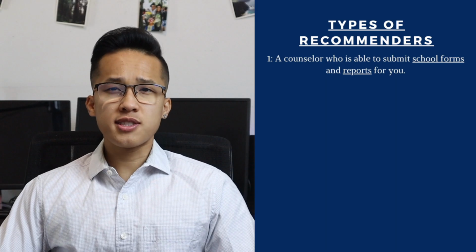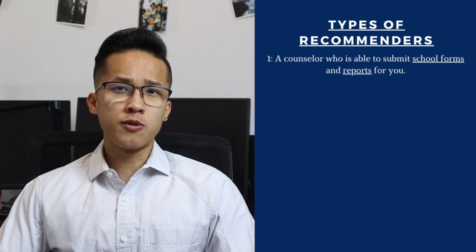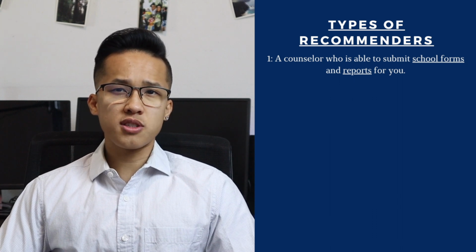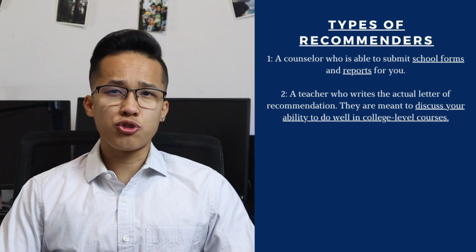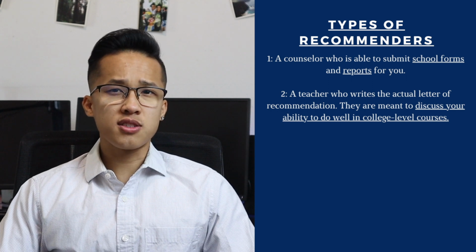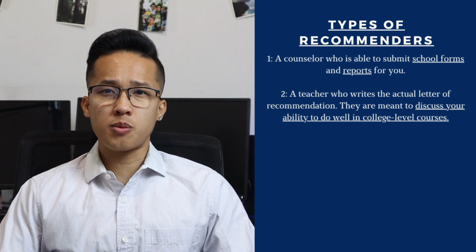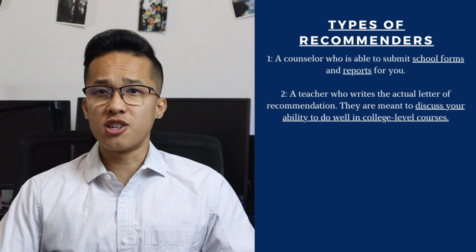In general though, there are usually 4 different types of recommenders or evaluators for the Common App. The first is typically your guidance counselor or any counselor that has the ability to submit your school forms or reports. Usually they'll submit things such as your mid-year evaluation or your final report. The next type of recommender is usually a teacher who writes a letter of recommendation for you. Typically, these teachers are able to talk about your ability to do well in college level courses or just your ability to succeed in college at all.